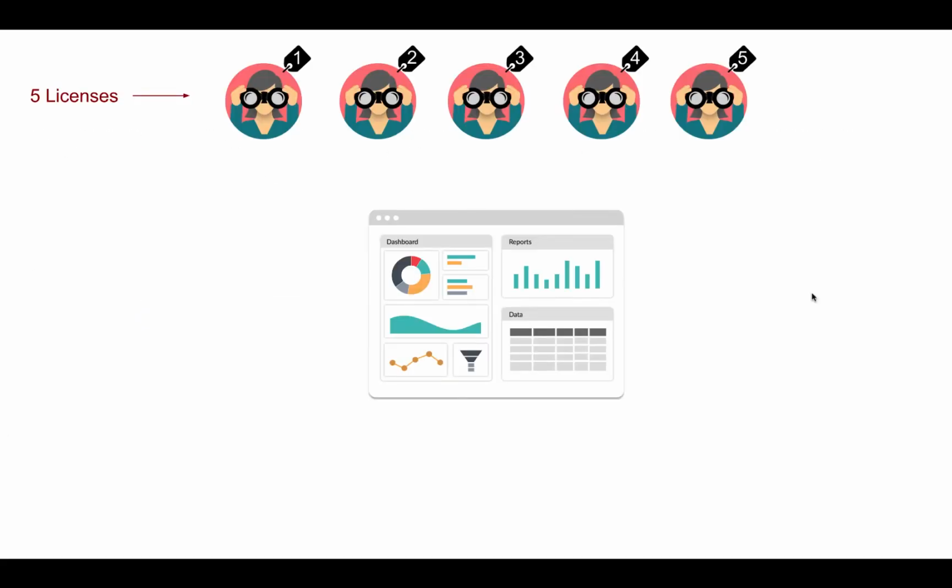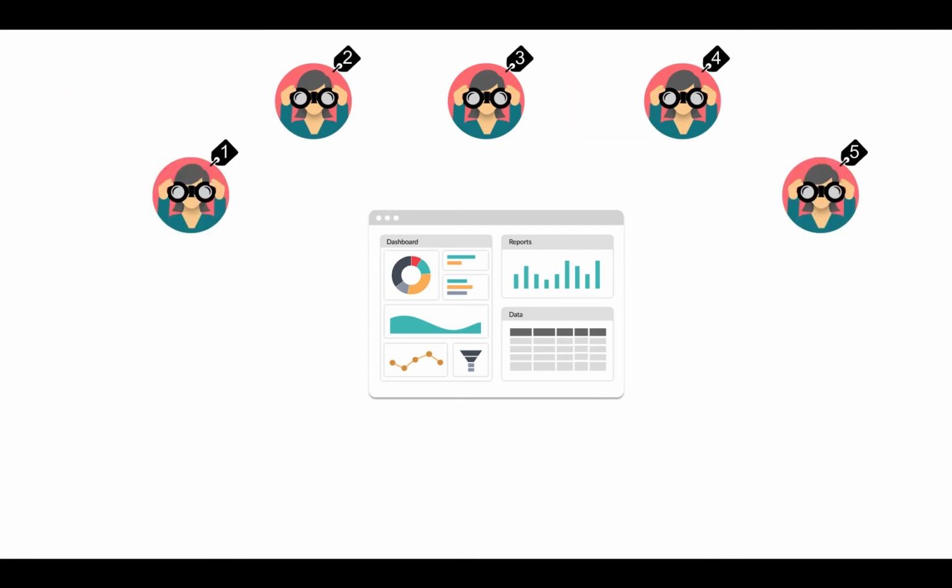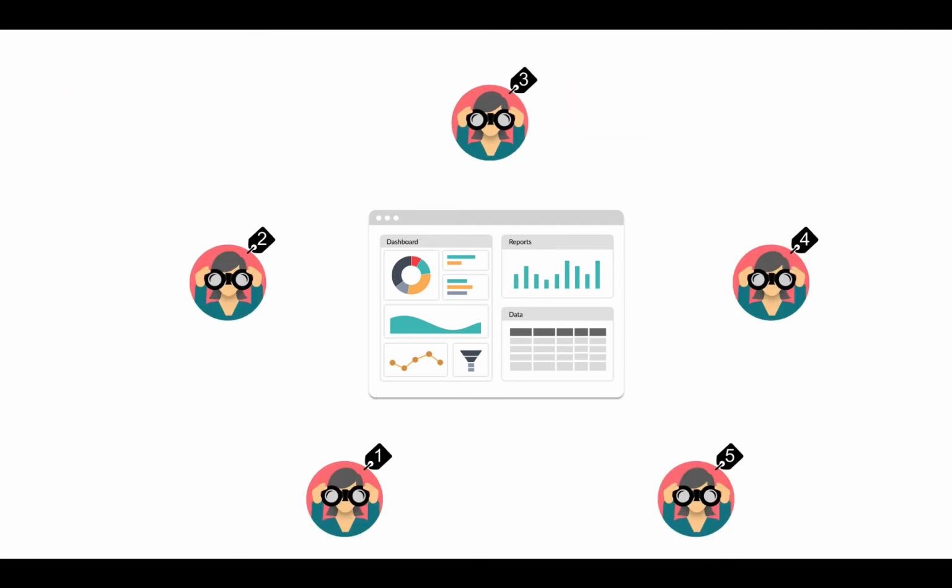The number of concurrent viewer licenses available will determine the number of concurrent users who can simultaneously view published reports or dashboards. That means if you have 5 concurrent viewer licenses, 5 different users will be able to view your published reports and dashboards at the same time. There's no limit to how many reports or dashboards users can view.